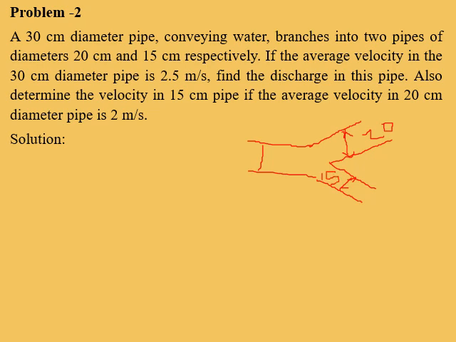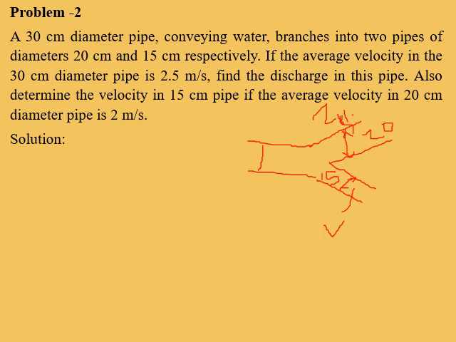So this is 15 centimeter. Find the discharge through this pipe, and you also have the 15 centimeter diameter here. So what is the velocity? Here we want to find out the velocity in this 15 centimeter diameter pipe. And in the 20 centimeter diameter pipe, the velocity is given. The velocity of that pipe is 2 meter per second here. So 2 meter per second.